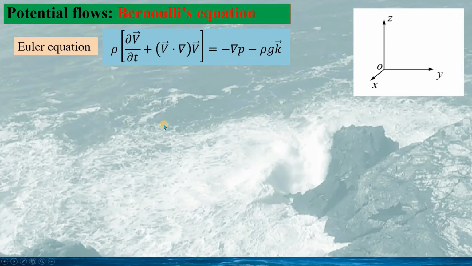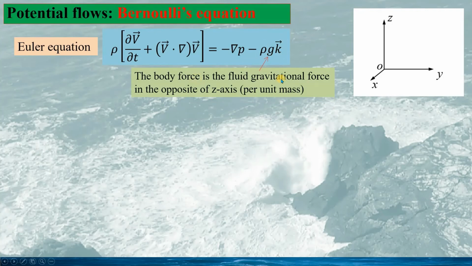Now we will see how the Bernoulli's equation for the potential flow is derived. For the potential flow, the fluid dynamic equation is the Euler equation given as this. This part is the fluid gravitational force, but it is in the opposite direction of z, thus the minus sign here. In the derivation of the Bernoulli's equation, this convective acceleration term is the most difficult one.